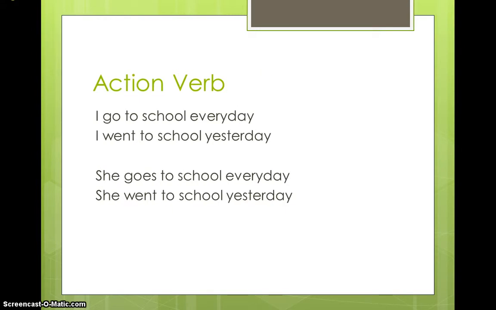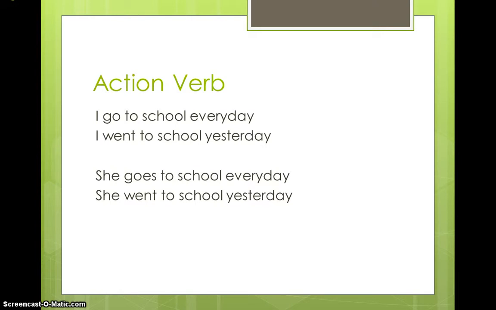Let's say if we want to use action verb. The first example, I go to school every day. That shows it still happens. It's simple present tense. If you want to change it into simple past tense, you're going to say, I went to school yesterday, or just simply, I went to school, to show that you went to school yesterday, but not today.